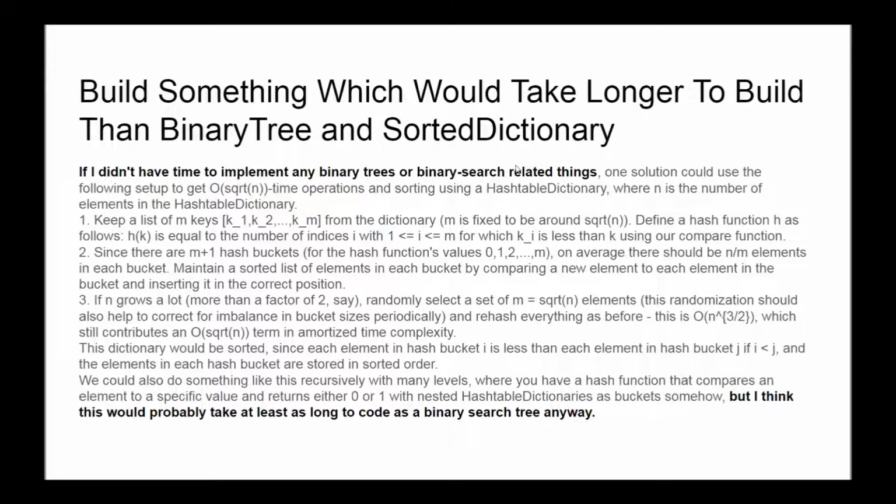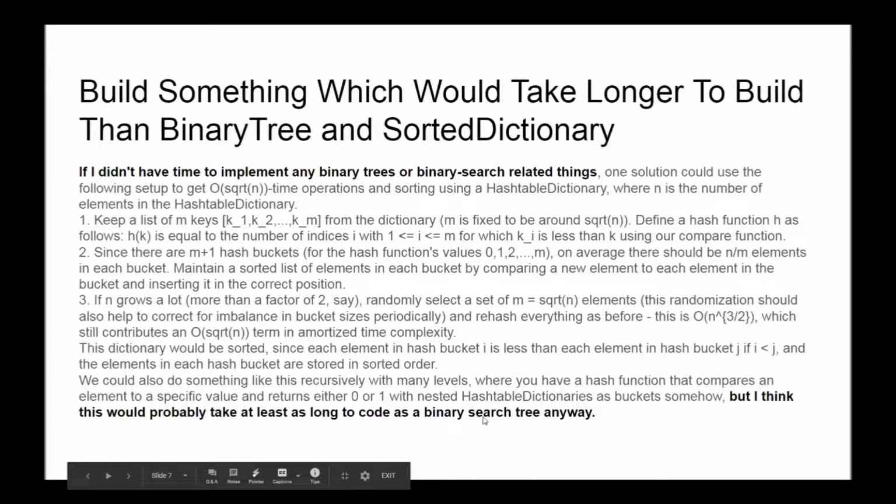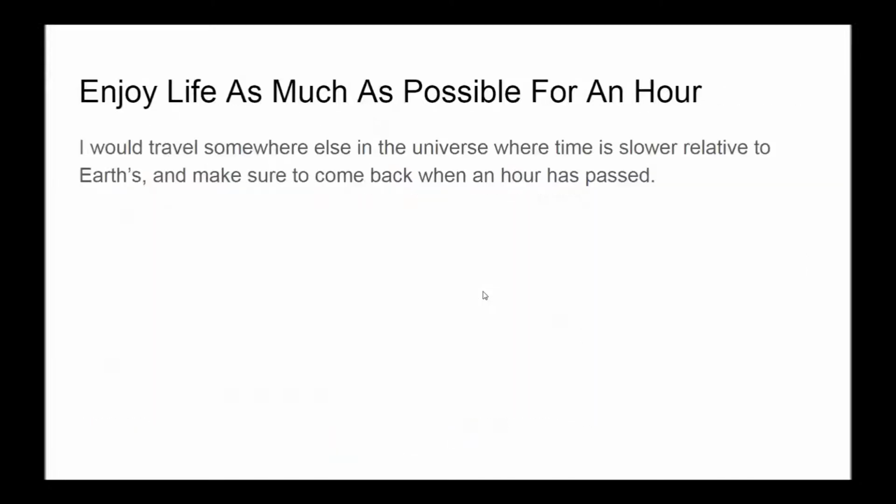Another one I wanted to at least link to everybody. I'm not going to go over the whole thing. It was pretty great. It's like, well, if I didn't have time to build these, and then describes this fantastic algorithm with big O of square root of n time, where I'll let everybody look into it, and I love the end. But I think they'd probably take longer to code this thing than it would be the binary search tree. Either way, I liked it, and I'm going to leave it in for you guys to check out if you're interested.